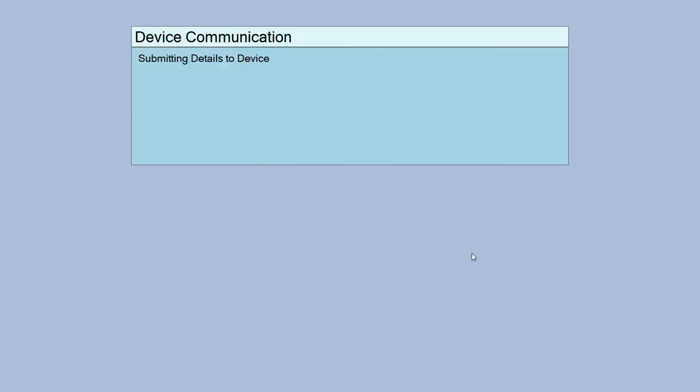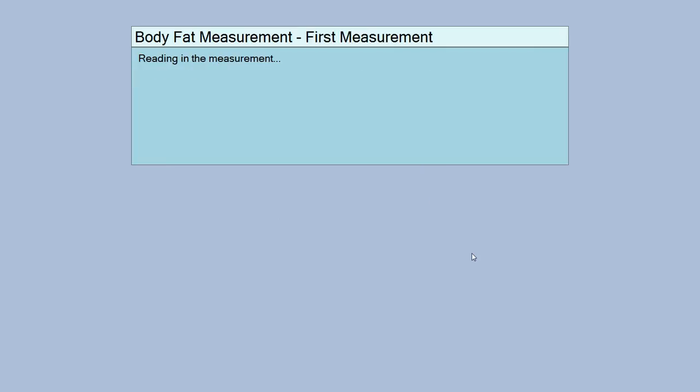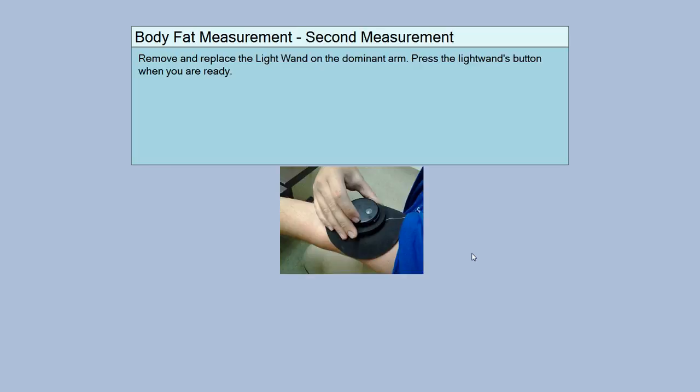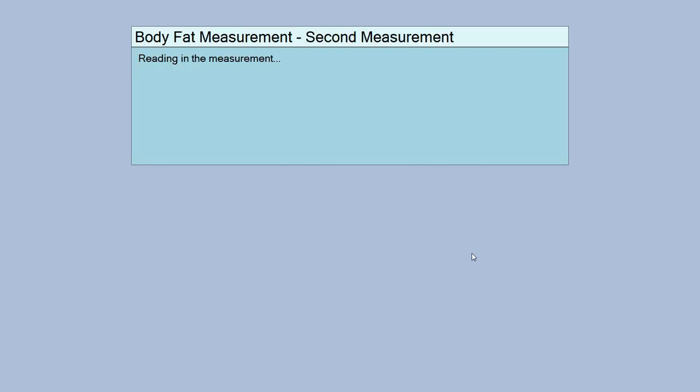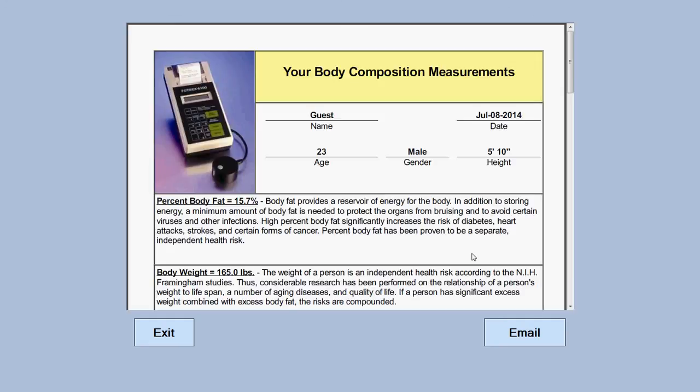and it'll communicate with the device. And it'll ask you to place the probe on the measurement site, so make sure you place your light shield around the probe. Put the probe on the dominant bicep, and press the button on the probe. It'll read in that measurement. You'll hear an audible beep. You'll remove and replace the probe. Press again. And the results pages will appear.